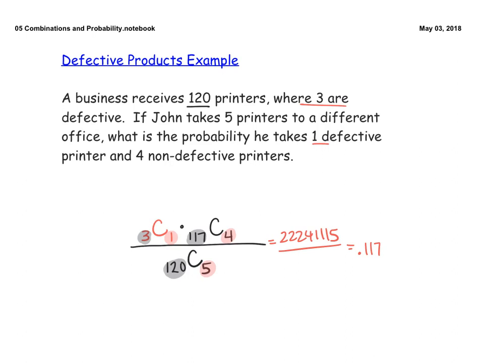So my advice would be on these defective ones, set up the denominator first. Like the total, because you don't have to worry about defective or non. Then I'd say how many defective do we want out of the total number that are defective. And then lastly, calculate the non-defective. Both of these go in the numerator. This is a type of problem that many kids struggle with, so if you need any extra help, please reach out.